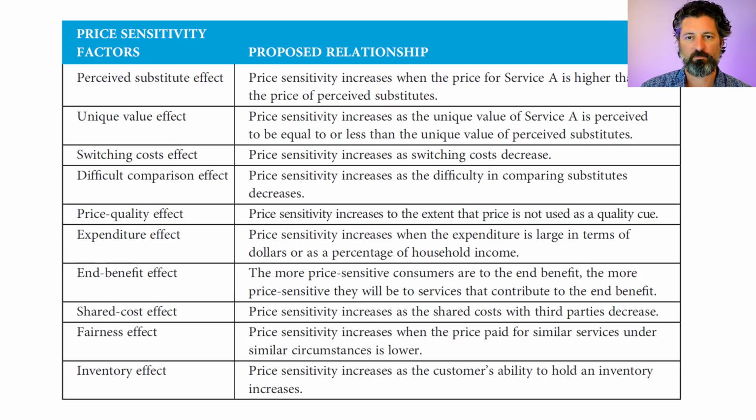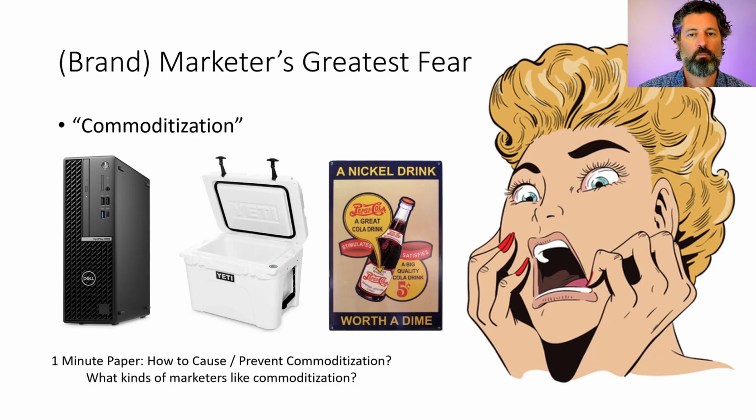So all these number of factors you can read through there contribute to how steep versus flat that demand curve is. Now, for marketers, we vastly prefer a steeper demand curve as opposed to a flat one. In fact, the great fear of brand marketers is becoming a commodity. Products become a commodity when they start competing on features, usually technical features, which ultimately leads to them competing on price.